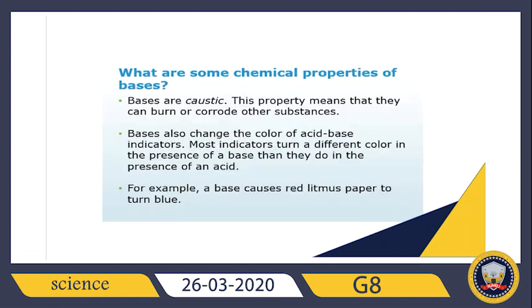So what about the chemical properties of bases? Guys, bases are caustic. This property means that they can burn or corrode other substances, and bases also change the color of the acid-base indicator. But here, the red litmus paper will turn blue. So bases will change the color of the litmus paper from red to blue, while acids will change the color of the litmus paper from blue to red.